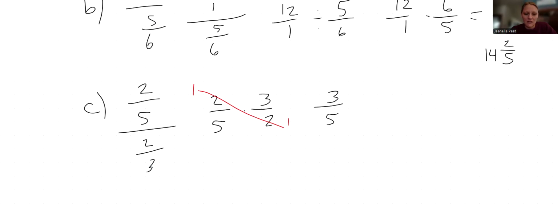So once you see that the complex fraction is nothing more than a division problem, and you rewrite it that way, it's much easier on the eyes, right? This problem, 2/5 times 3 over 2, is a lot easier to handle than this complex fraction.